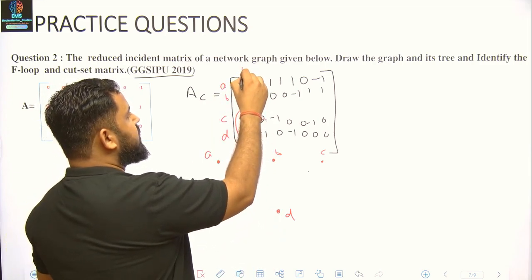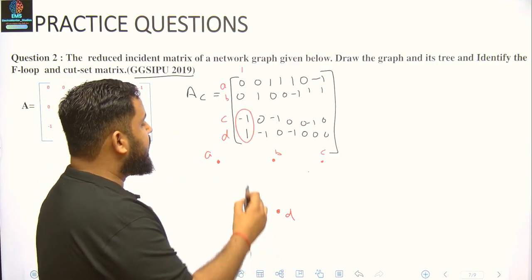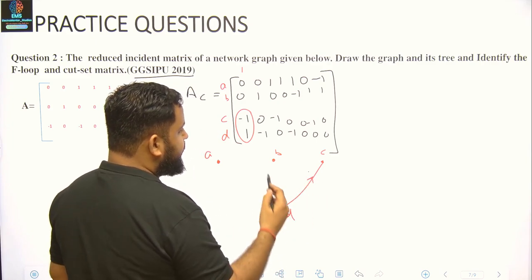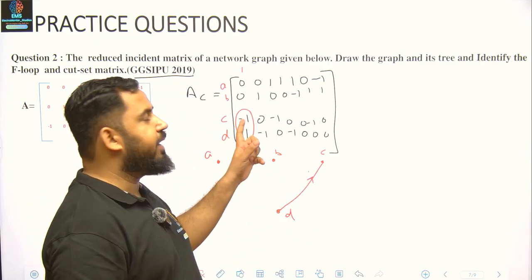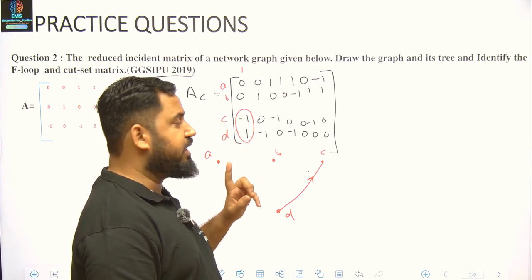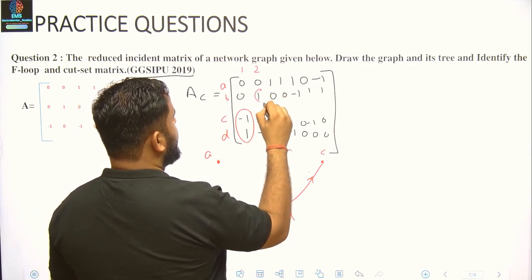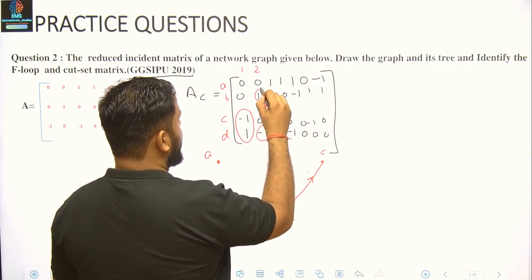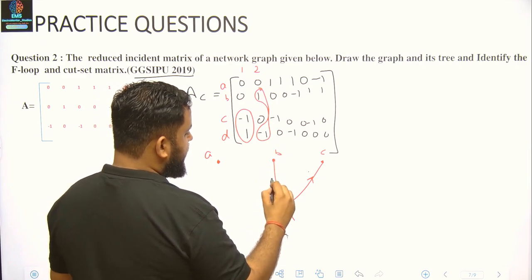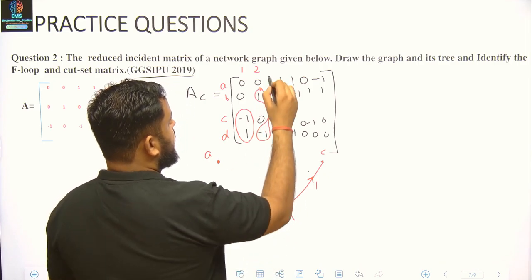Okay. Now see, in the first branch, C and D are connected in a manner that C is incoming and for D it is outgoing. That is why, for the direction of the current, I have considered -1 as incoming current, +1 as outgoing current. Again, my branch 2 would be B connected to D. For D, it is an incoming current. For B, it is an outgoing current.